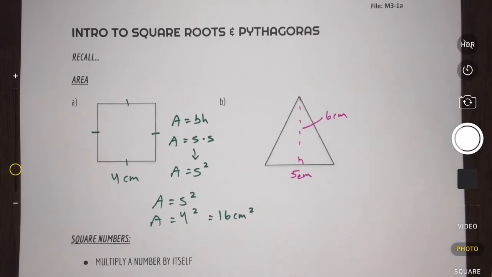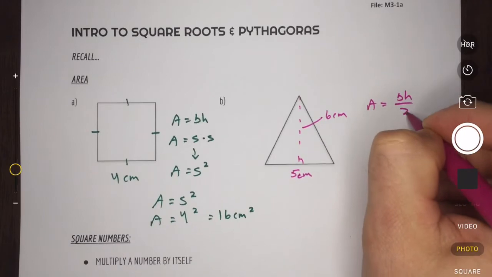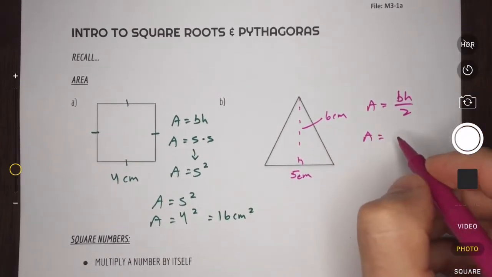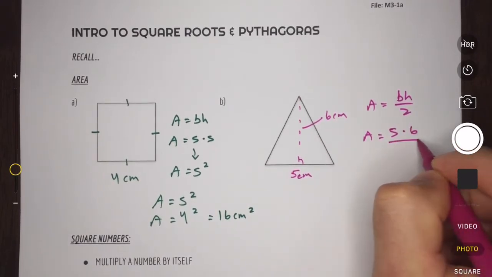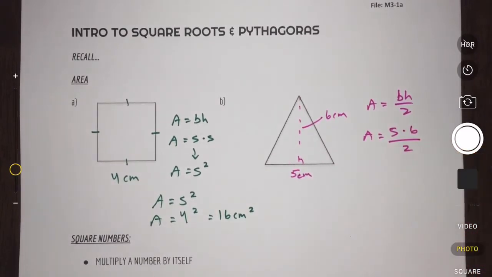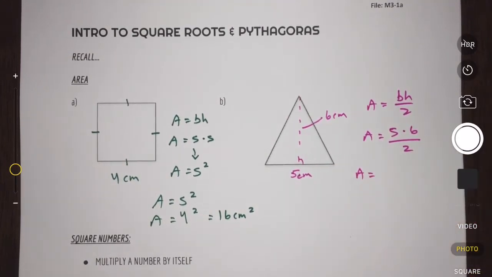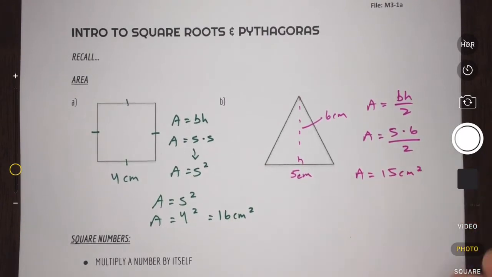And we know that finding the area of a triangle is base times height divided by 2. We can take our base, which is 5, multiplied by our height, which is 6. And after we multiply those together, divide them by 2. And here we can see that the area of this particular triangle is 15 centimeters squared. So there's just some quick things that we need to keep in mind before we continue on.